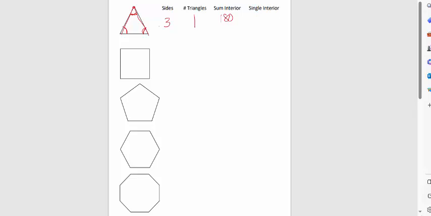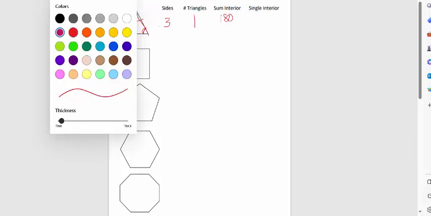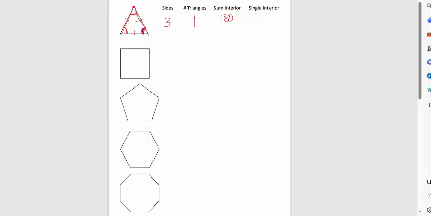These polygons here are regular polygons, and that means that all of the sides are the same. So if I wanted to know just the measure of one of these angles on the inside, I would do 180 divided by the number of sides, and that's going to give me 60 degrees. So each interior angle here is 60 degrees.